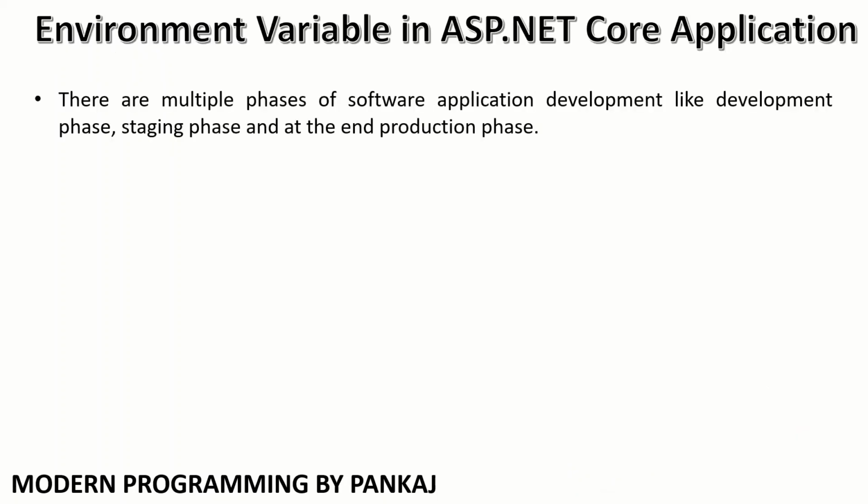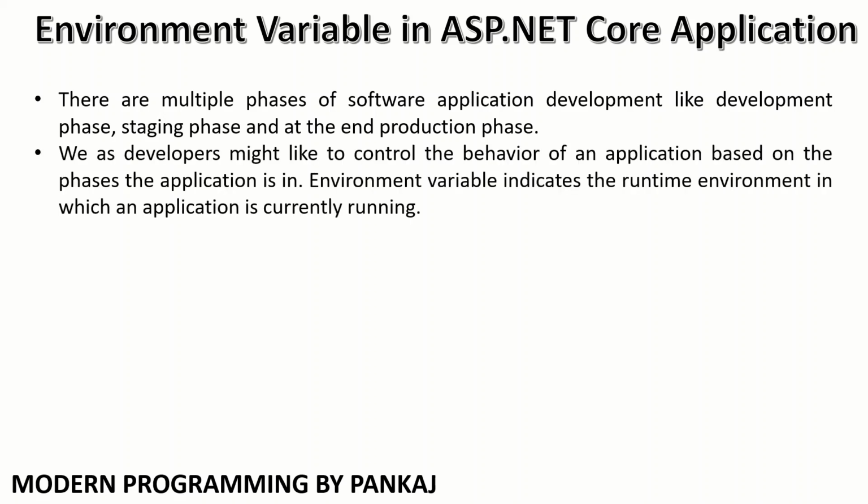There are multiple phases of software application development, like the development phase, the staging phase, and at the end the production phase. Whenever you create any application, we always develop the application, then we test it, and then we push the build, or deploy the application, to production. So this is the normal life cycle of our application.